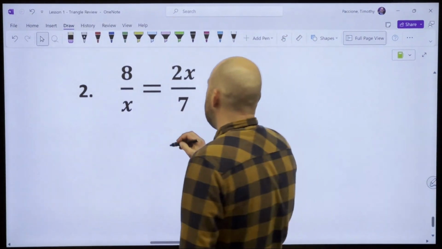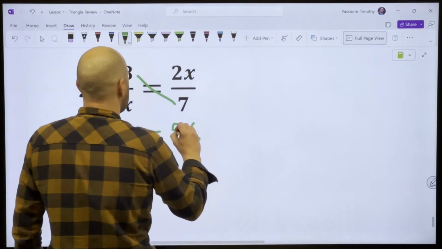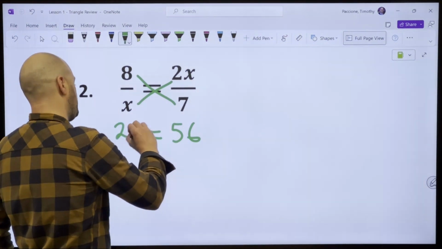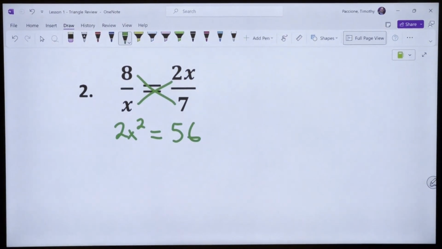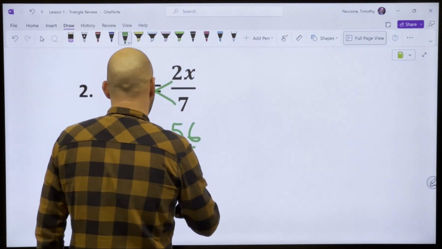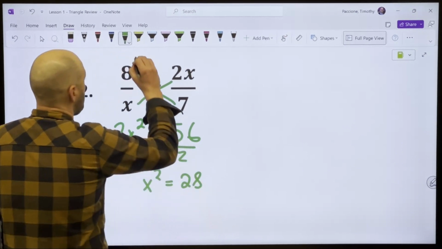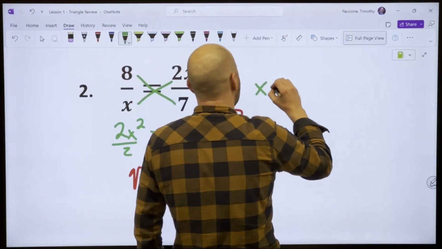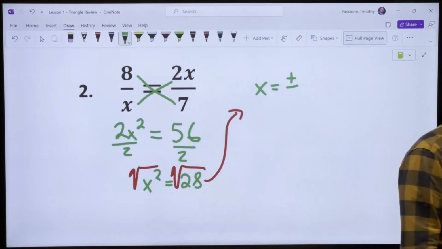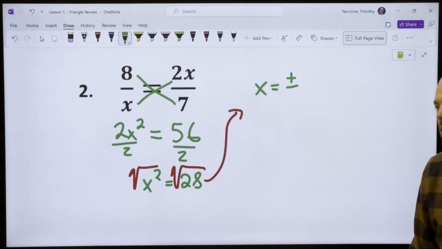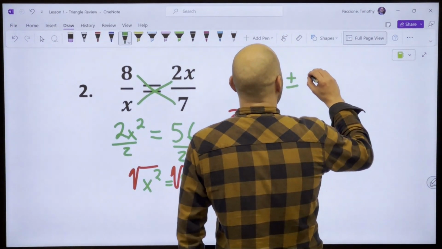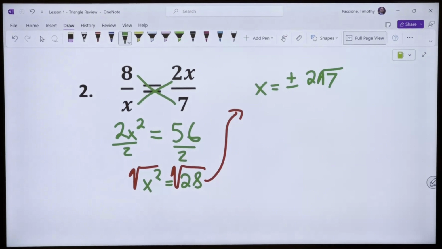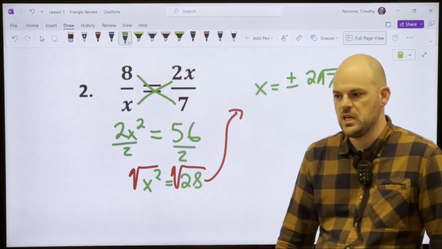Cross product, right? 8 times 7 is 56. X times 2x is 2x squared. Right? And then this is similar to our warm-up, right? Divide by 2, divide by 2. X squared equals 28. Square root, square root. I get x equals plus or minus. Very good. Why? We're solving, right? That's all, our only goal right now is to solve. So this would be 2 square root of 7. All right? And again, if you don't know how I got to 2 square root of 7, that's a breakdown situation. Just skipping that since we've done it so much.